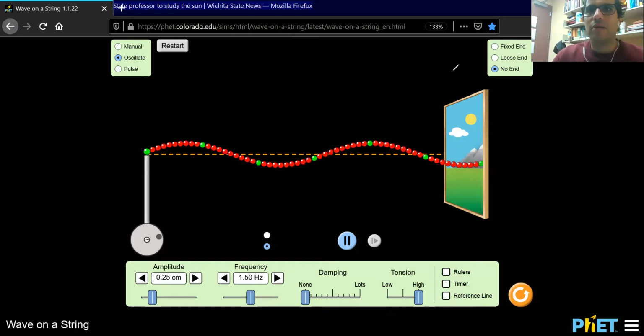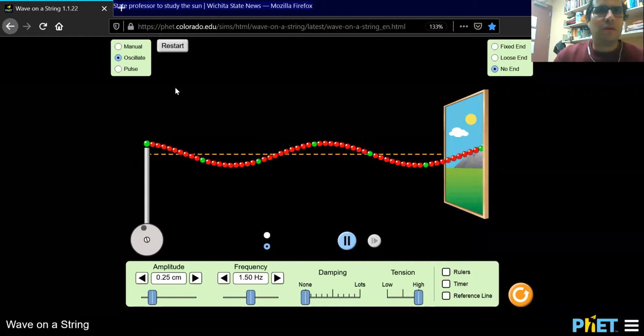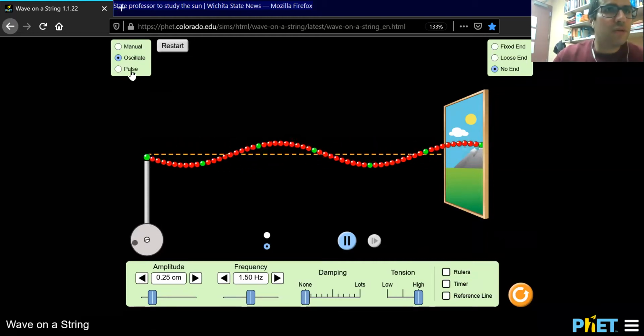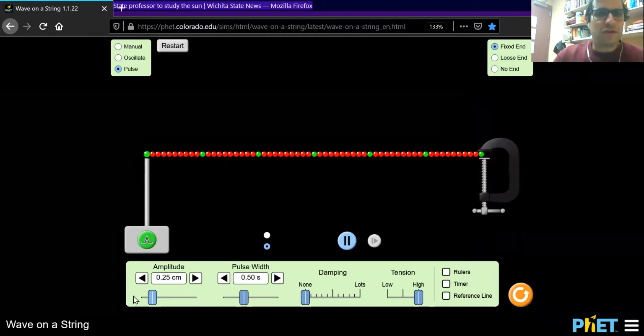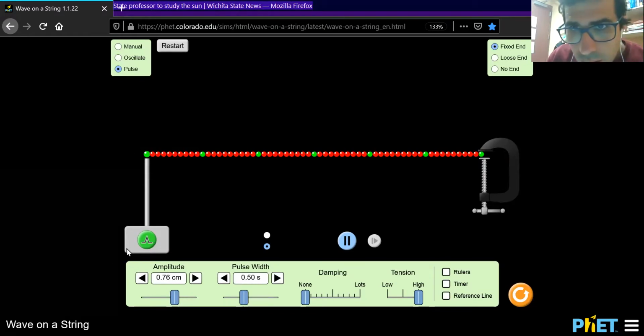Clear that. So let's do the pulse. And I want to do the fixed end. The fixed end is the one I want to start off with. Okay, so again, I'll increase this to 0.75 again, just so you can see what happens. So again, sending in the pulse. Oh, that's right, we have to go over here. Right here.